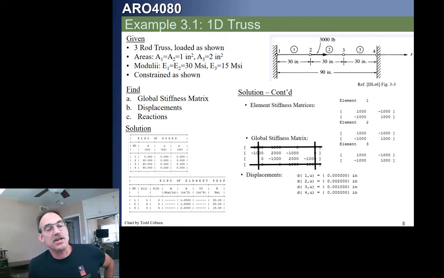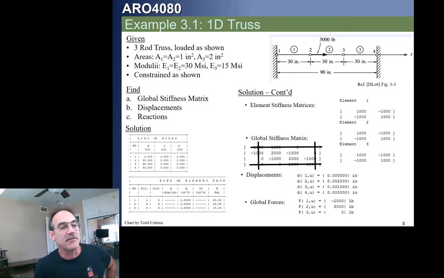The external force at node 1 is just the reaction at 1. The external force at node 4 is just the reaction at 4. The external force at node 2 had better be 3,000 pounds in the positive x direction, and at node 3 it ought to be 0. And if we solve this, we find that that's actually true. That's all there is to it.